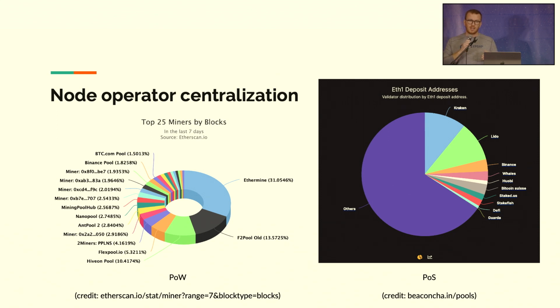In proof of stake, it's much harder to switch, especially now before the merge happens and the withdrawals are enabled. You actually can't switch easily from pool to pool. So it's a very urgent need. You can see here, this is what the tweet was referencing. Kraken, Lido, Binance, there's a lot of centralization around who's actually running these nodes.